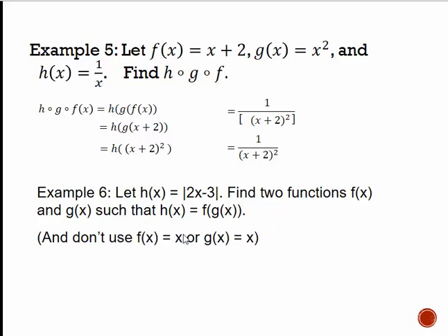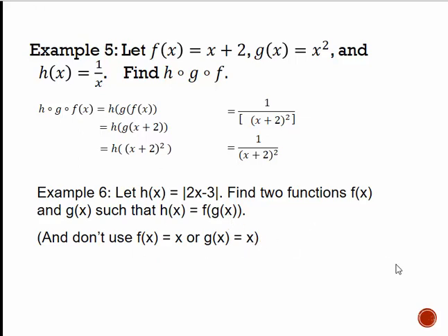I did say don't use x for either function. If you look at it and you think about it, if you let one of the functions be what I've given as h of x and the other function be x, when you do composition in either order, you just get the absolute value of 2x minus 3. That's what we would call the trivial solutions.